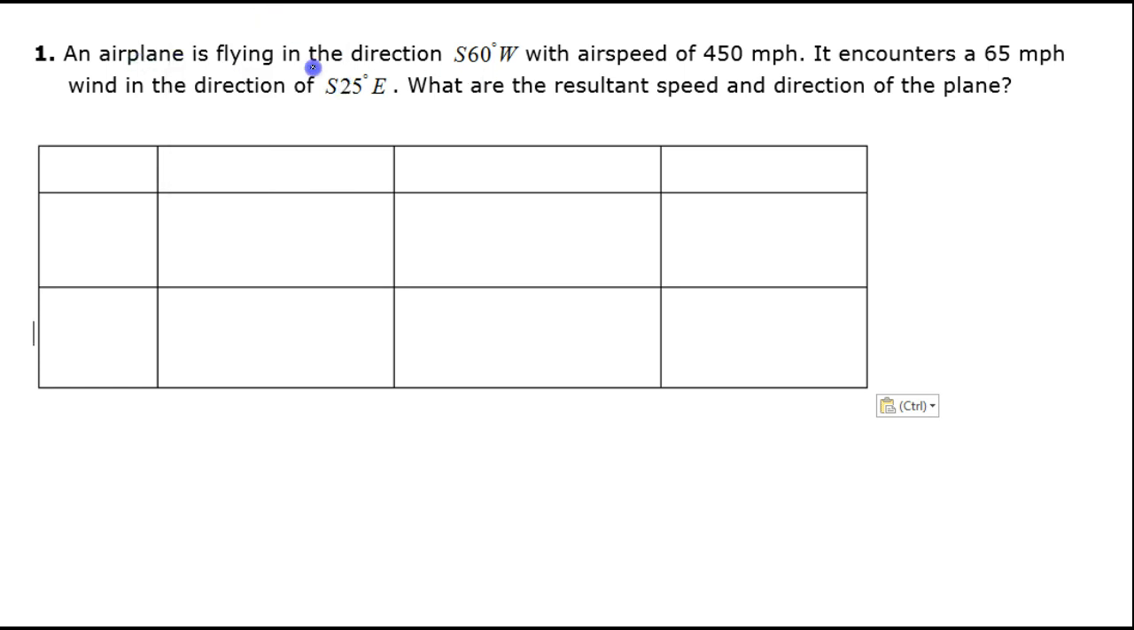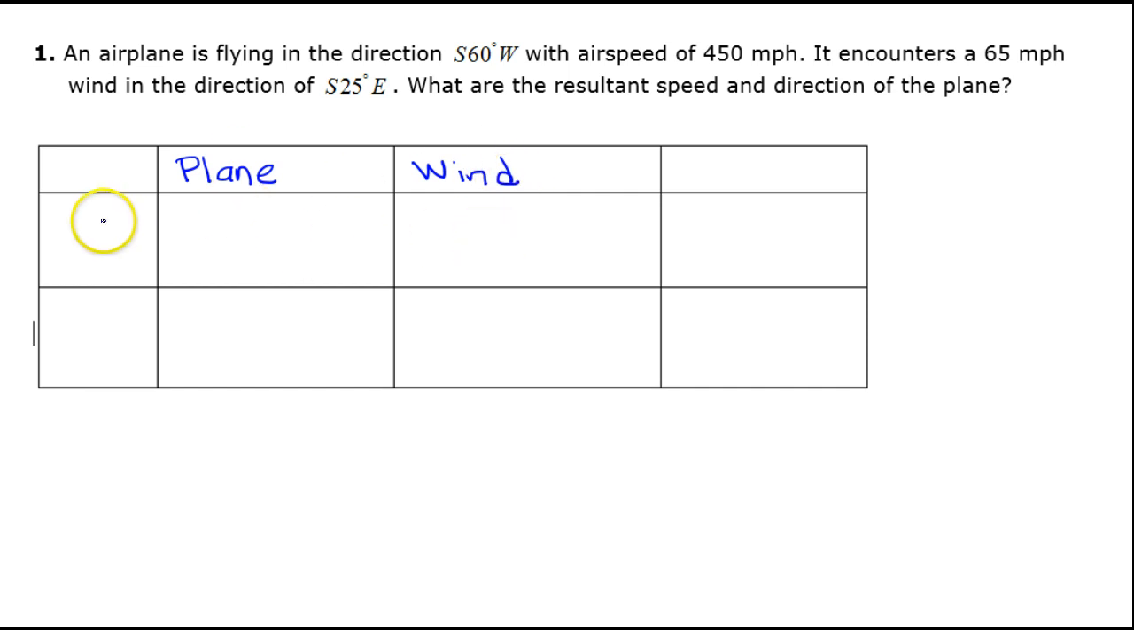Let's see, an airplane is flying in the direction south, 60 degrees west with an airspeed of 450 miles per hour. It encounters a 65 miles per hour wind in the direction of south, 25 degrees east. What are the resultant speed and direction of the plane? So there are two vectors involved. There's the plane velocity, and there's the wind velocity acting together.